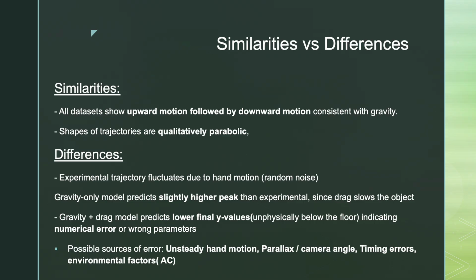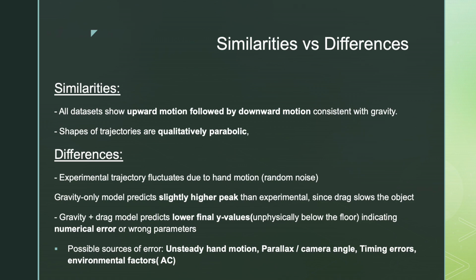Some similarities versus differences. The similarities were that all the datasets showed upward motion followed by downward motion consistent with gravity. The shapes of the trajectories were also qualitatively parabolic. Some differences are that the experimental trajectory fluctuates due to hand motion and random noise. The gravity-only model predicts slightly higher peaks than experimental, since drag slows the object.